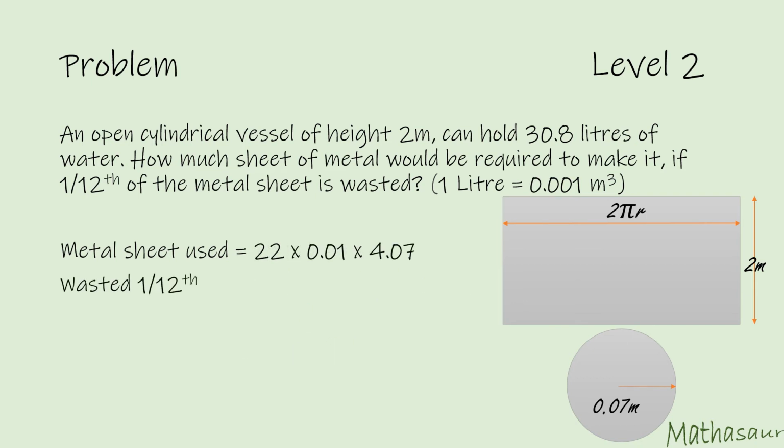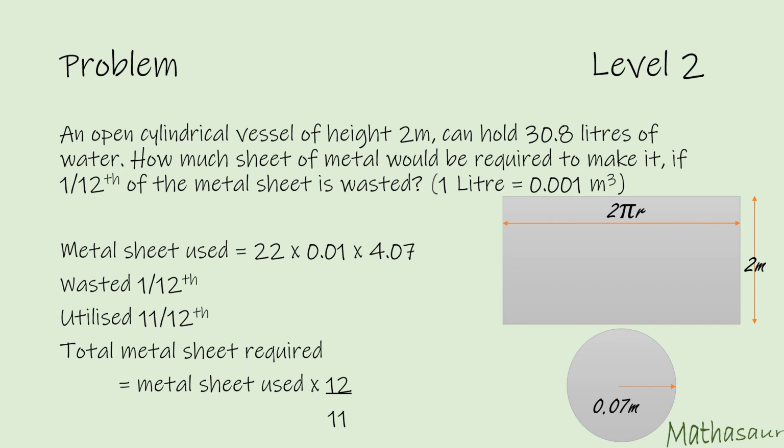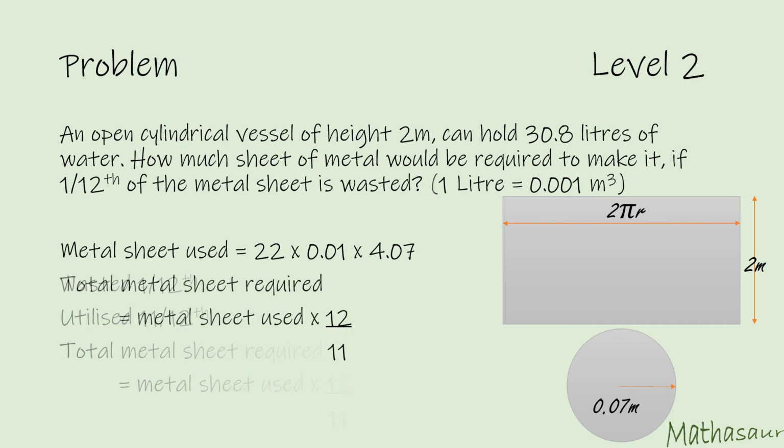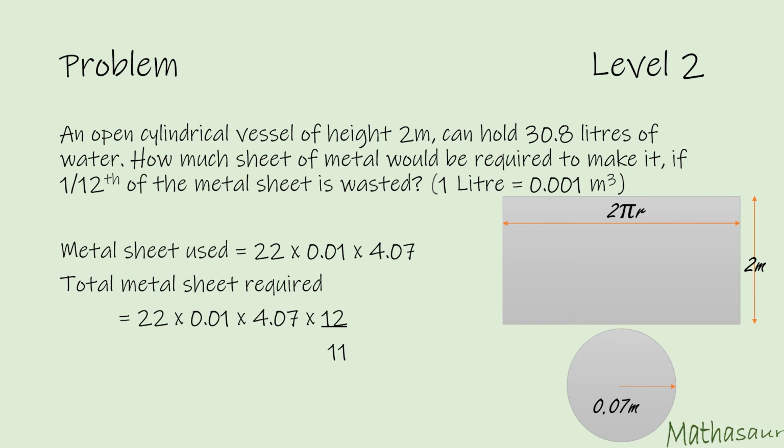Now we know that we have wasted 1/12 of the metal sheet, which means that we have utilized 11/12 of the metal sheet. The metal sheet used is 11/12 of the total metal sheet that was required. Hence, the total metal sheet required would be metal sheet used times 12 upon 11. Let us substitute and calculate.